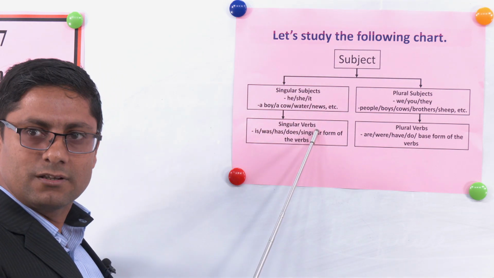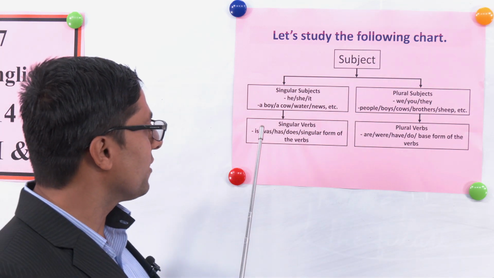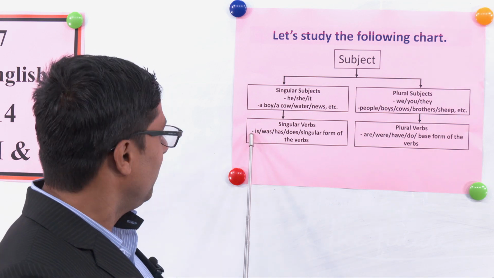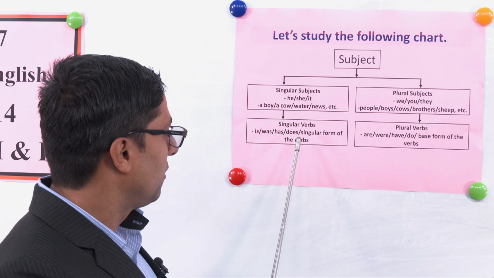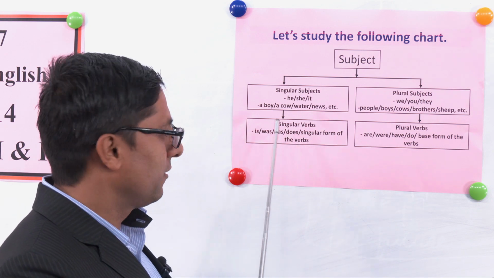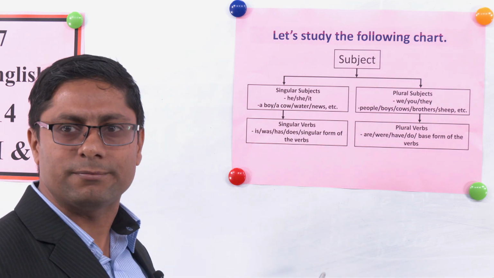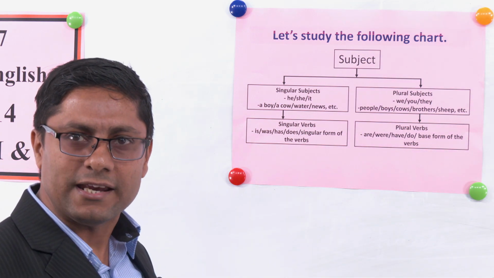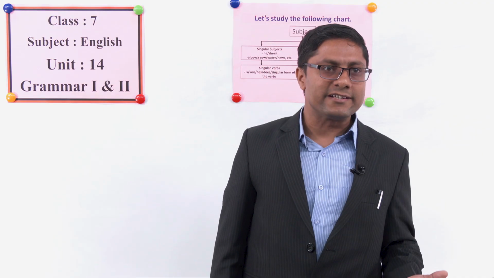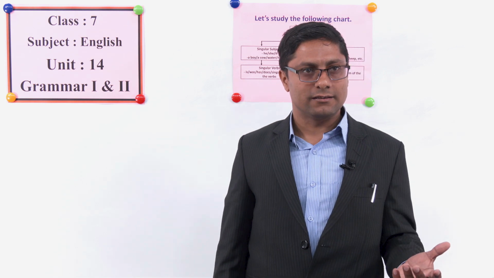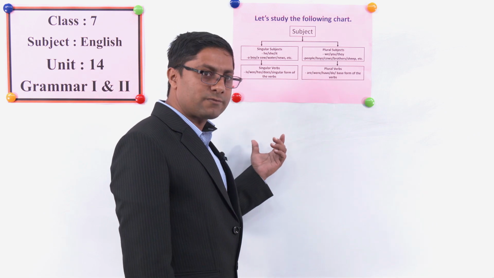So, if the subject is singular, as I have already told you, we use singular form of the verbs. And what kind of verbs fall under singular form of the verbs then? You need to know it. So, see, is, was, has, does, they are the singular form of the verbs. Can you say some other singular form of the verbs? Okay, can you say? Okay, very good. Goes, reads, plays, sings, very good. They are singular form of the verbs.